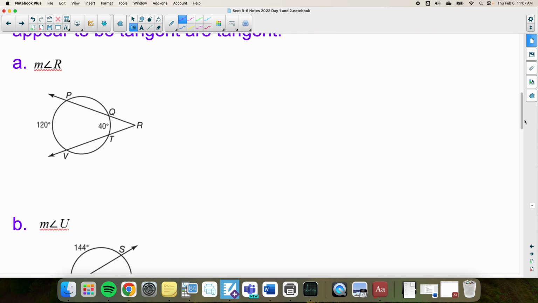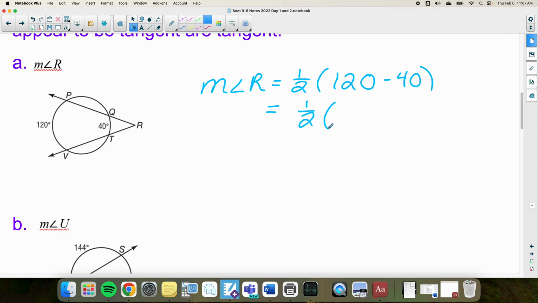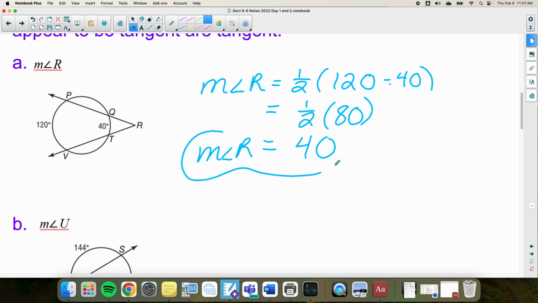So if we look at our first one here, what I'm gonna do, the measure of angle R is gonna be 1/2 times the furthest away arc, which is 120, minus the closest arc, which is 40. So then I'm gonna go 1/2 times 120 minus 40 is 80, and then half of 80 is 40. Okay.